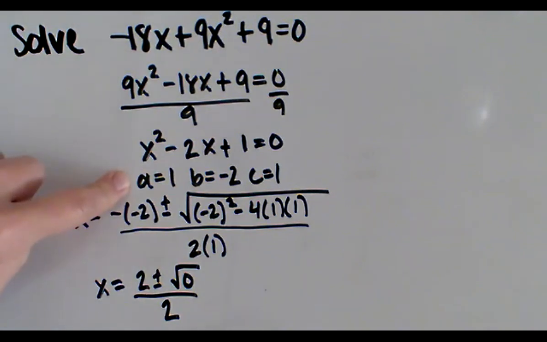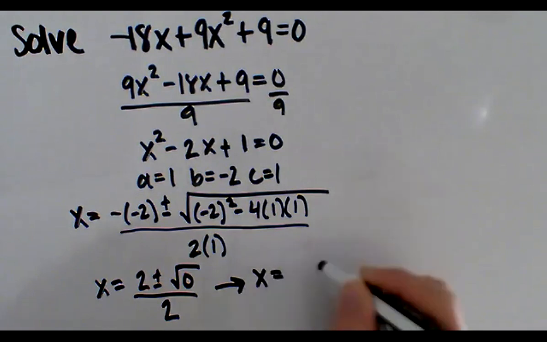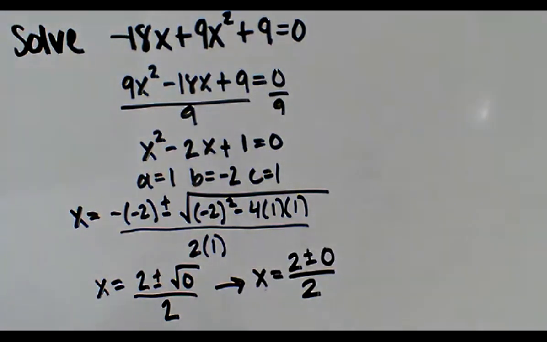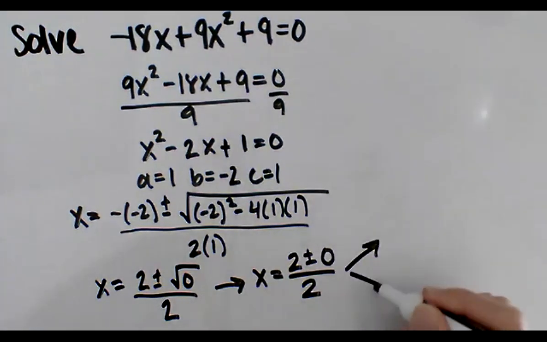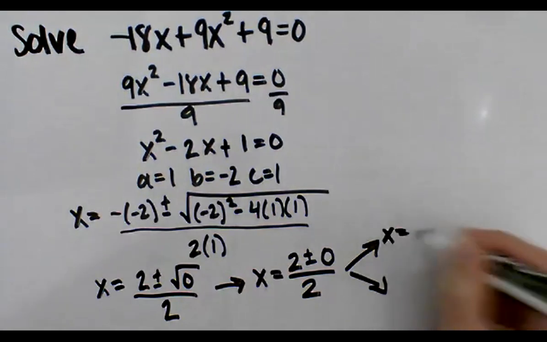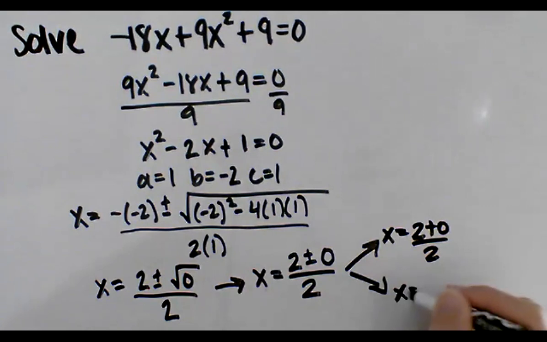So I identified a, b, and c. I substituted those in, and then when I did that, I got to this point right here. Well, here's the really important part. When we take the square root of 0, we end up just getting 0. So I end up with 2 plus or minus 0 over 2. So if I split this into my two possibilities because of the plus and minus sign, we would get x equals 2 plus 0 divided by 2, and x equals 2 minus 0 divided by 2.